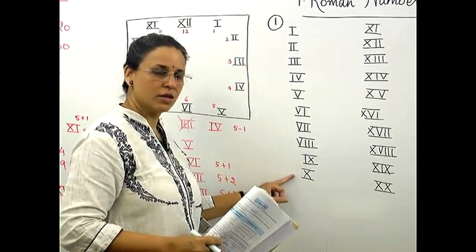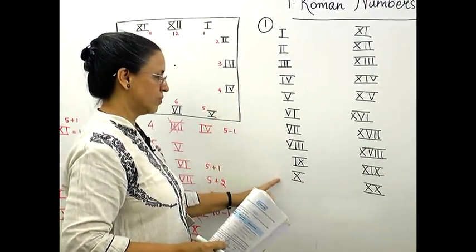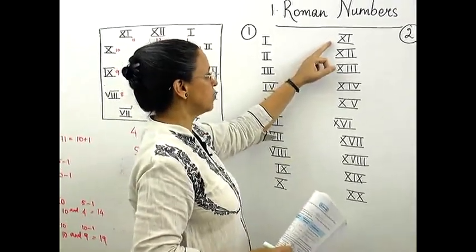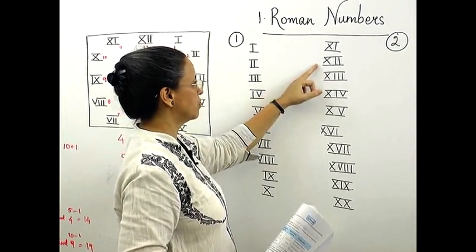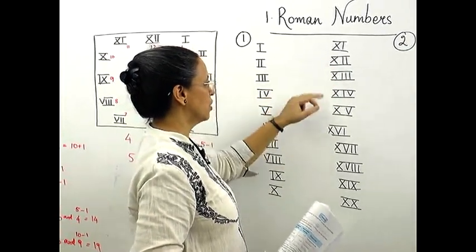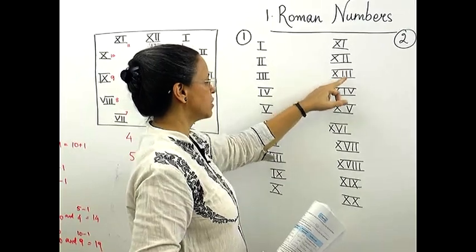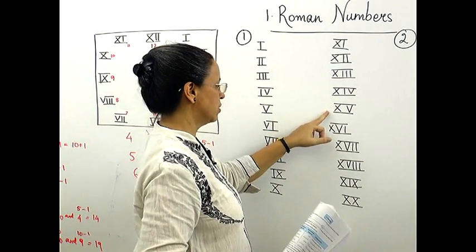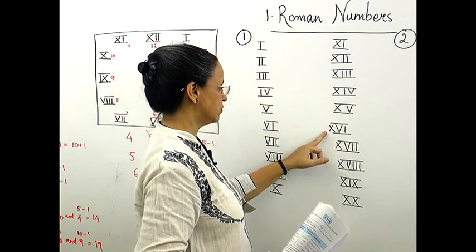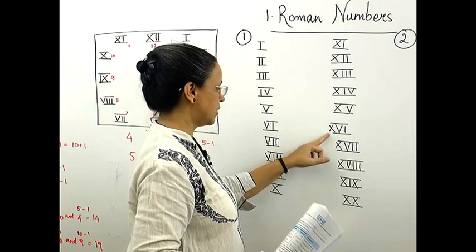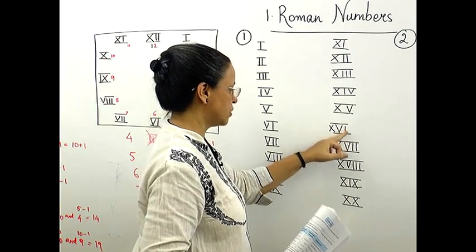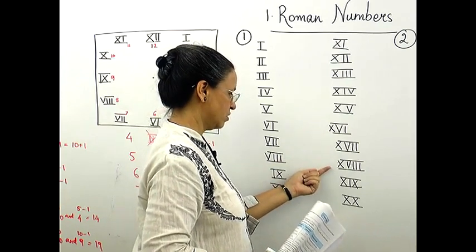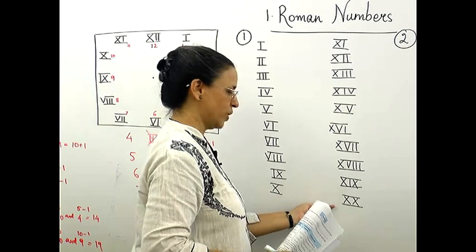Have you got that? Till 10? Now we write from 11 to 20. This is how you'll write 11, 12, that means 10 plus 2, 13, that is 10 plus 3, 14, 15, 16. How did we get 16? 10 plus 5 plus 1. This is 17, 18 and 19 and 20.